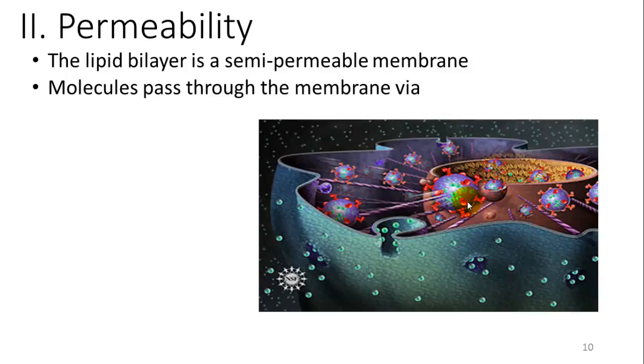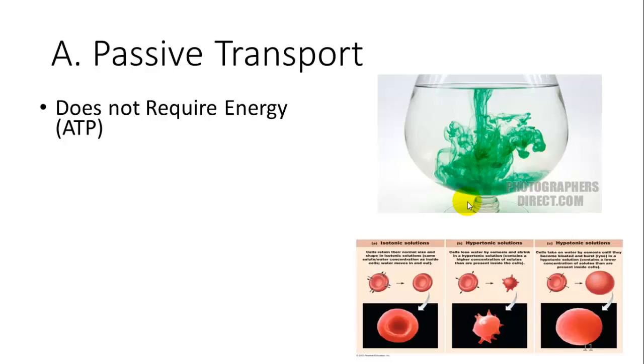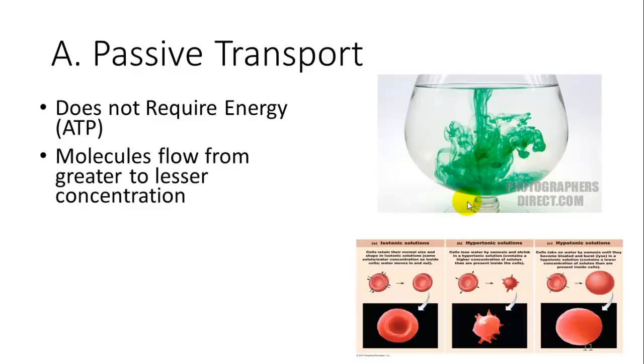And there are two ways in which molecules can pass through the membrane. It can be through passive or active transport. The only difference being passive transport does not require energy, does not require ATP. Active transport does. And we'll break these down into smaller subparts. So we're going to start with passive transport. Again, it does not require energy, it does not require ATP, our energy molecule.